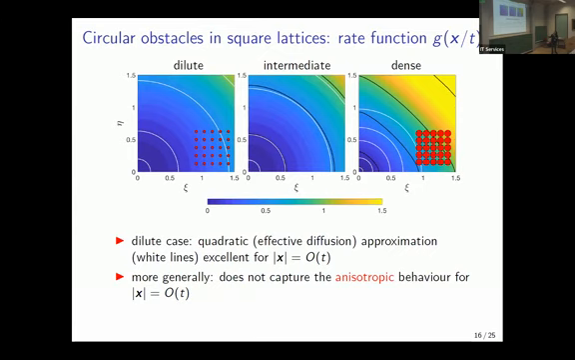And this now shows a plot of G as a function of psi, where psi is x over t and eta. The black contours show representative values of G, and the white contours show the effective diffusion approximation. In the case of G, it's just a quadratic approximation. And what one sees is, in the dilute case, the quadratic approximation corresponding to the effective diffusion approximation is basically excellent, not just in the vicinity of the origin where psi or x over t is small.